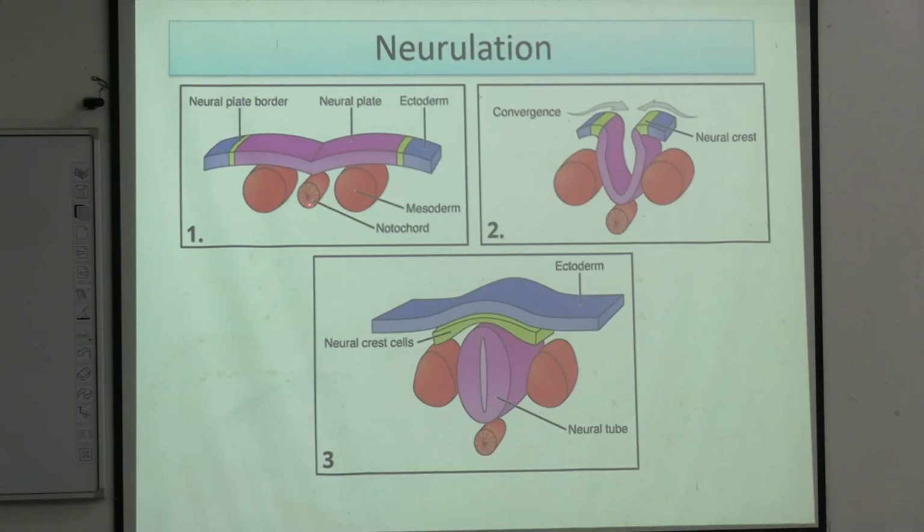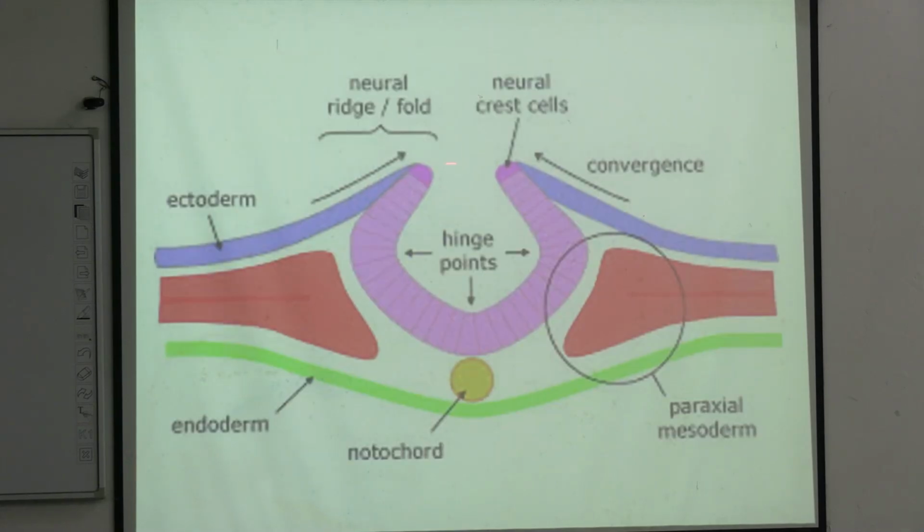This is the notochord, on either side is the mesoderm, this is the ectoderm, this is the neural plate formation. This violet color is the neural fold, neural groove, ultimately they close together, and this light yellow and green color forms the neural crest cells. This is the neural fold, neural groove formation, and these cells become the neural crest cells.